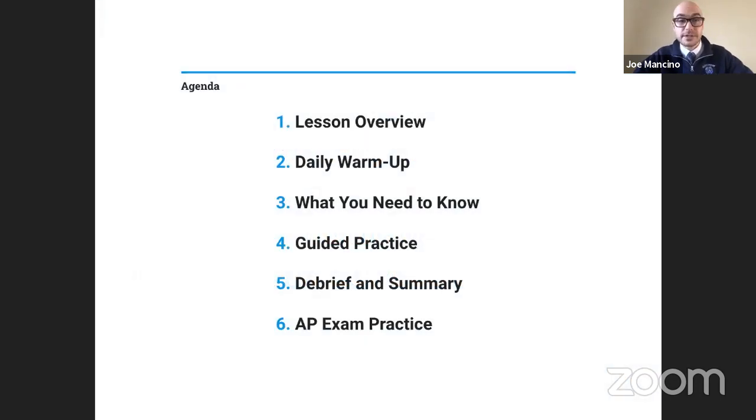A quick rundown of today's lesson. We're going to start with a lesson overview and then go through our daily warm-up, that question that we do every day. We'll pick up right where we left off yesterday. Then we'll talk about what you need to know about image formation with lenses and mirrors. Then we'll work through some guided practice problems, questions that you may have seen in the AP Physics question bank. Then we'll work on a debrief and summary, talk about what we learned today and the questions you should be able to answer. And then finally, we'll leave you with an AP exam practice question.